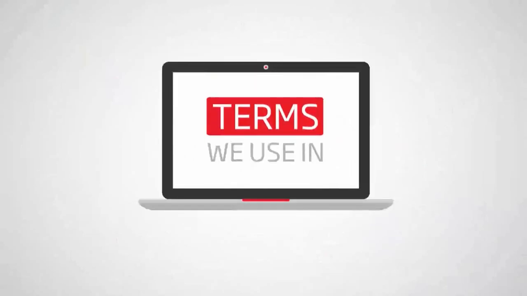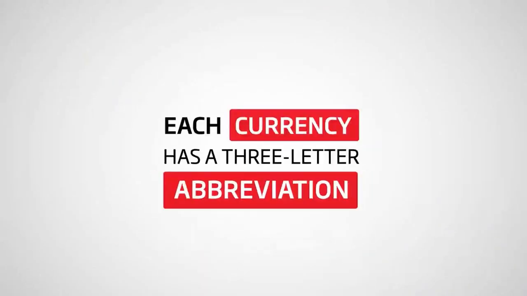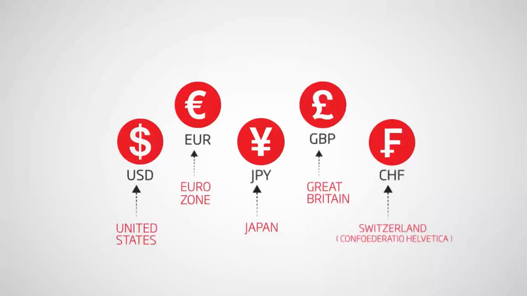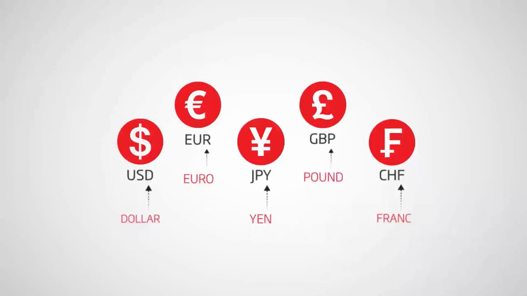In this video, we're going to introduce you to some of the terms that we use in talking about FX. Each currency has a three-letter abbreviation. The abbreviations of the most commonly traded currencies are US dollar, USD; Euro, EUR; Japanese yen, JPY; Great British Pound, GBP; Swiss franc, CHF. As you may notice, the first two letters are usually the official two-letter abbreviation for the country, while the third letter usually refers to the name of the currency. The euro, of course, is an exception, since it doesn't have a country.